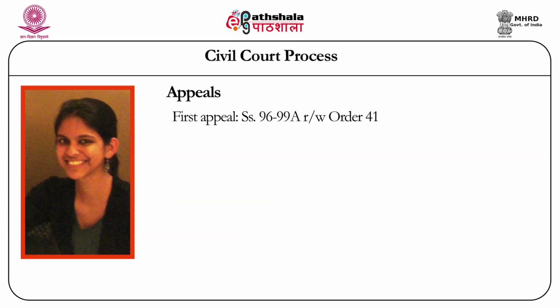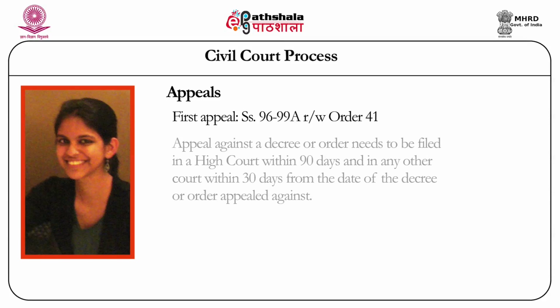As per Article 124 of the Limitation Act, an appeal against a decree or order can be filed in a High Court within 90 days and in any other court within 30 days from the date of the decree or order appealed against. Any appeal filed after expiration of the limitation period needs to be accompanied by an application for condonation of delay, explaining that the appellant has sufficient cause for not preferring the appeal within time.